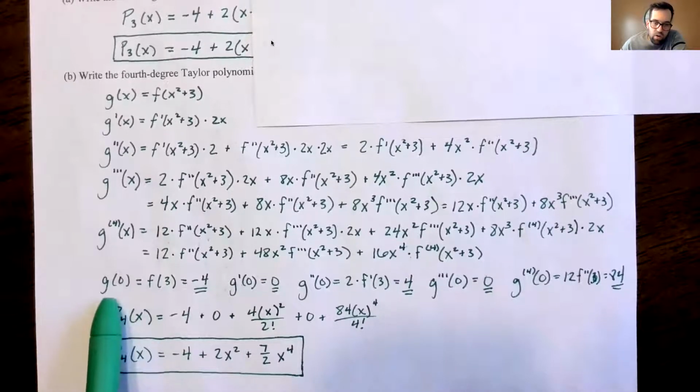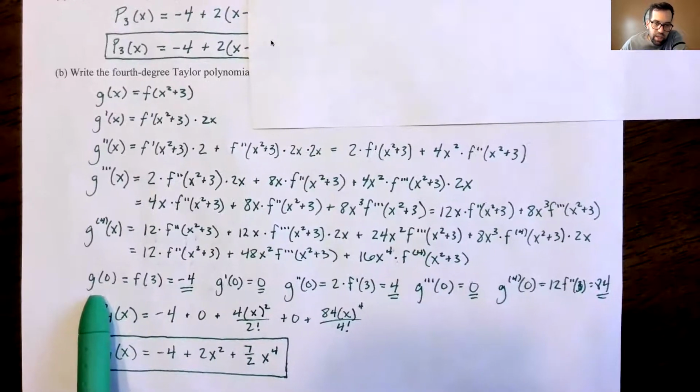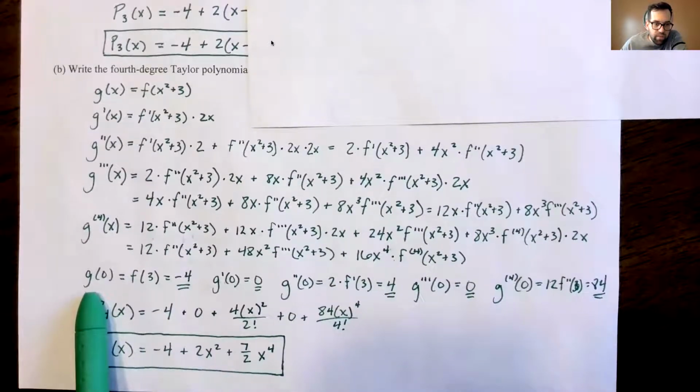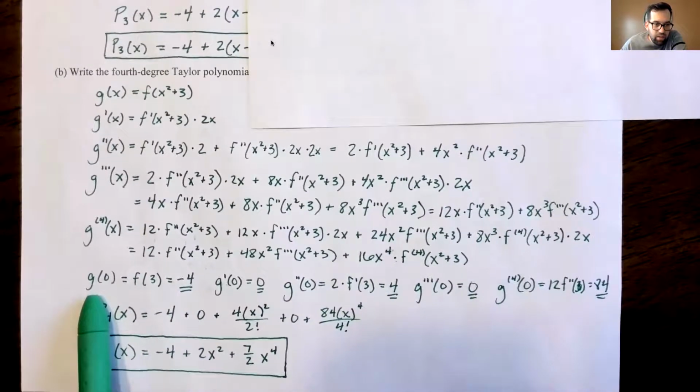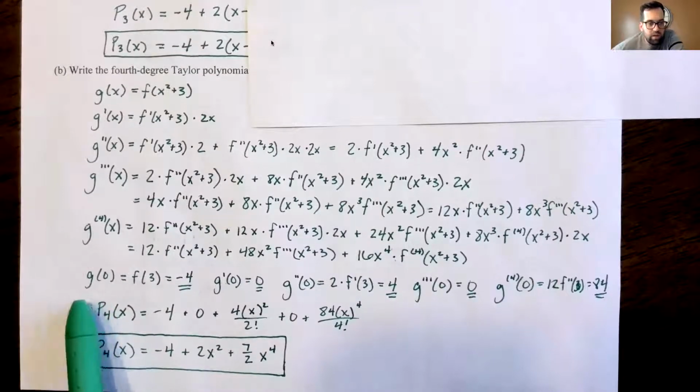I did that for the original g and the first 4 derivatives. So I found that the original function value was -4, and then I get a 0, a 4, a 0, and an 84. So then I plugged that into the Maclaurin polynomial formula, right? Because we're centered at 0. And it simplified to -4 plus 2x squared plus 7/2 x to the 4th, which is the correct answer.